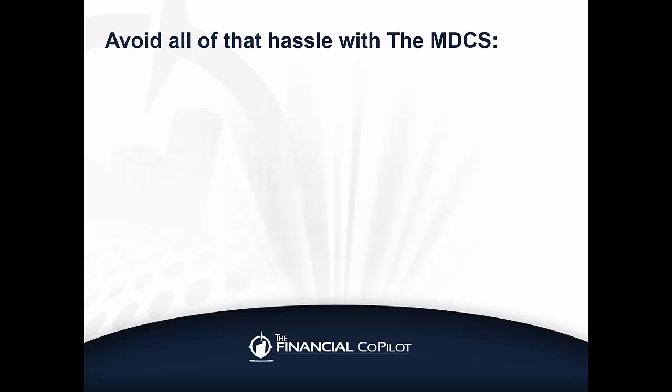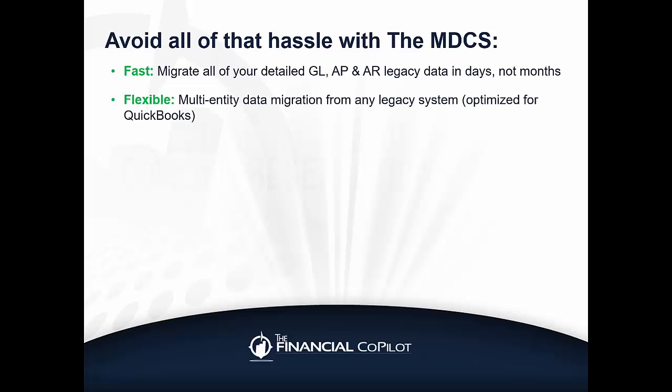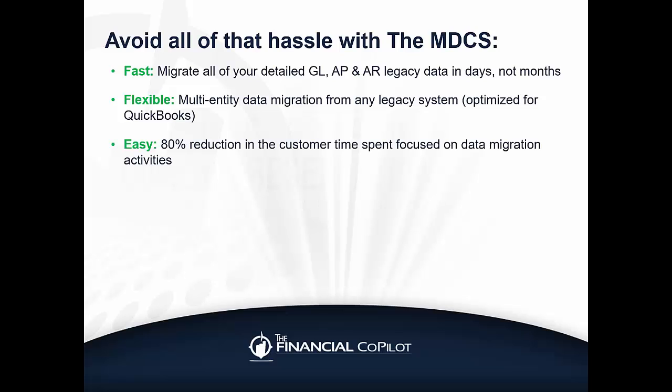So we suggest the multidimensional data conversion system for specific customers for whom it's appropriate, because we avoid a lot of those hassles. Our system is fast. You're able to migrate all of your detailed GL, AP and AR subledger detail in days, not months. The system is flexible: a multi-entity data migration from any legacy system, and currently we're optimized for QuickBooks.